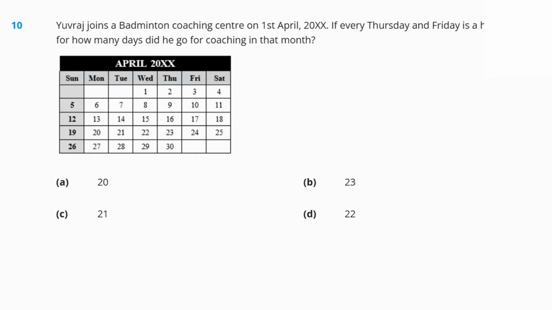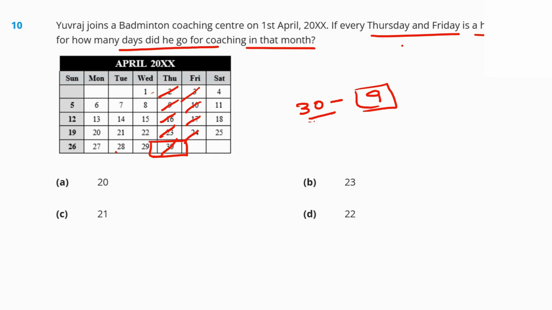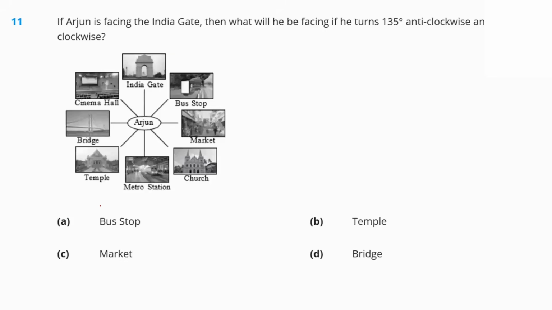Next, question number 10. Yuvraj joins a badminton coaching center in the month of April. The calendar is given. And every Thursday and Friday is a holiday for him. Then how many days did he go to the coaching that month? Okay, so first see, it's a month of 30 days. How many Thursdays? 1, 2, 3, 4, and 5. And how many Fridays? 1, 2, 3, and 4. 5 Thursdays, 4 Fridays, together 9 days holidays. That means out of 30, you subtract 9 days of holidays, you get the days he went to coaching. That's 21 as the answer.